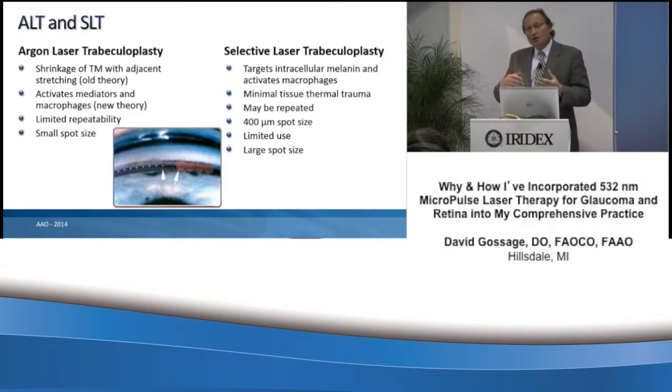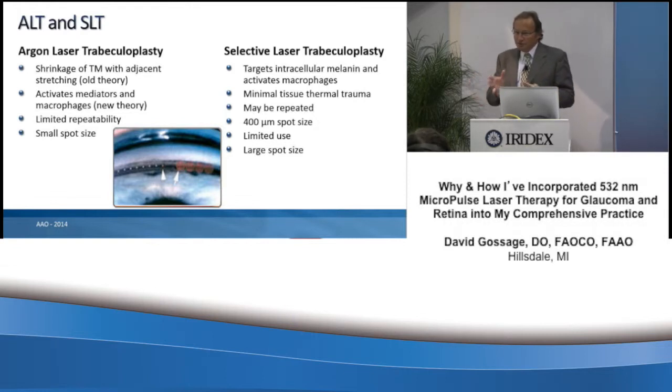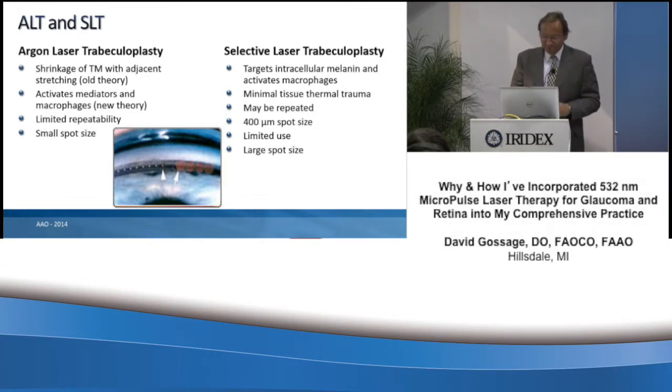We then look at SLT, and we know that SLT targets intracellular melanin and the macrophages, causing upregulation within the trabecular meshwork to help facilitate outflow. We know SLT doesn't really cause any thermal damage. However, sometimes you can see a little pressure spike with SLT, and you can see pigment dusting. SLT does have the ability to be repeated and uses a large spot size of 400 microns, but it has somewhat limited use in the sense that the laser is designed just for SLT. Unless you get a combo laser, which is SLT YAG, but it's still very limited in what you can do with it.